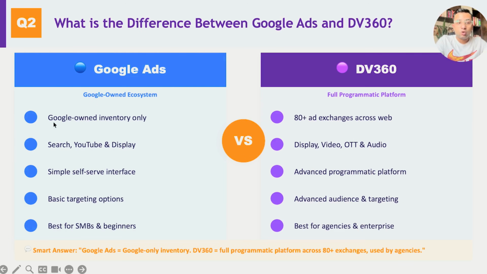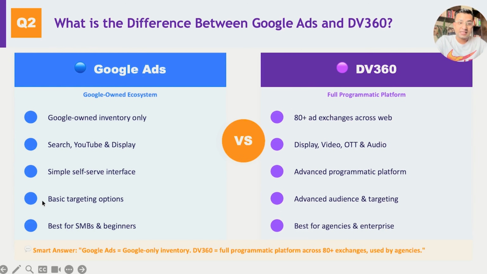So Google Ads is Google owned inventory. DV360 has 80 plus ad exchanges across the web. Google Ads can run search, YouTube and display ads, whereas DV360, as the name suggests, Display and Video 360, can run ads for display, video, OTT platforms and audio as well. Google Ads is a simple self-serve interface. DV360 is a bit advanced. It's used by advanced programmatic advertisers and media buyers because it's an advanced programmatic platform.